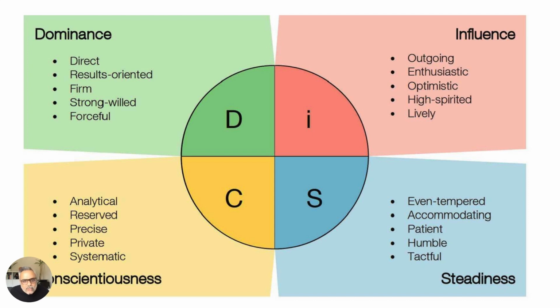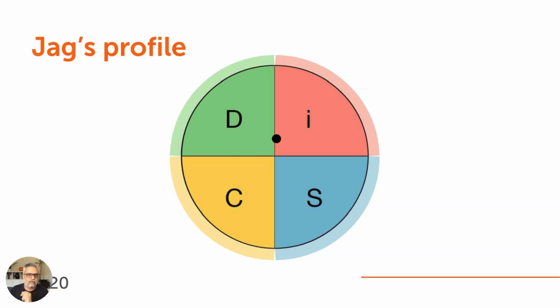Now, when you do the test, the report will be output, and it will place a dot for where your behavioral profile sits. Now, let's talk about my profile. I did this test about 10 years ago, and I came in as a low-level ID. So what does that mean?